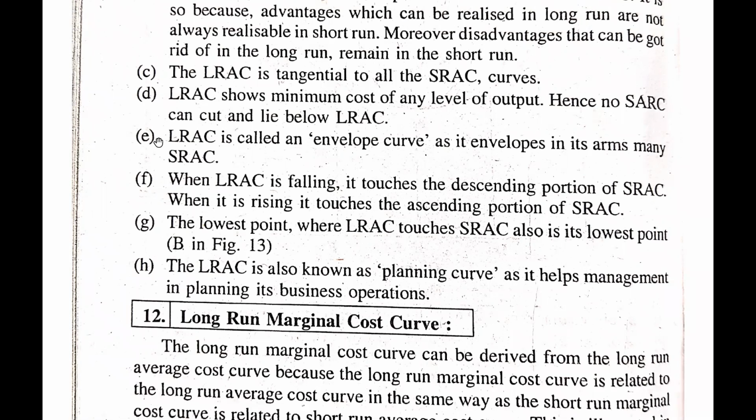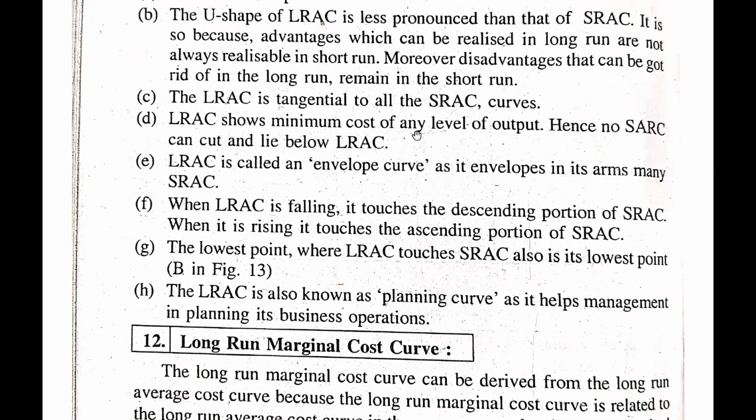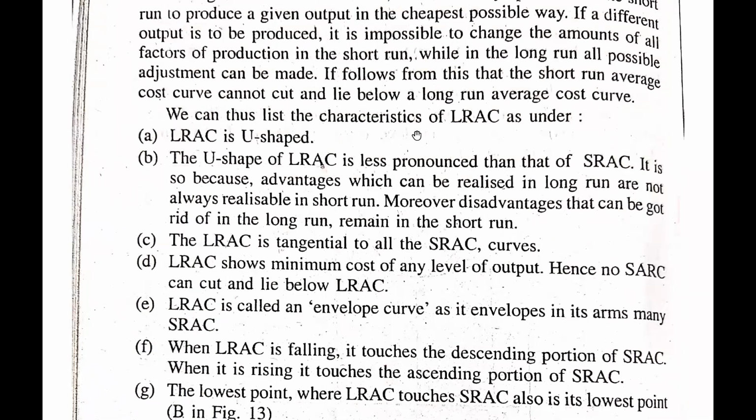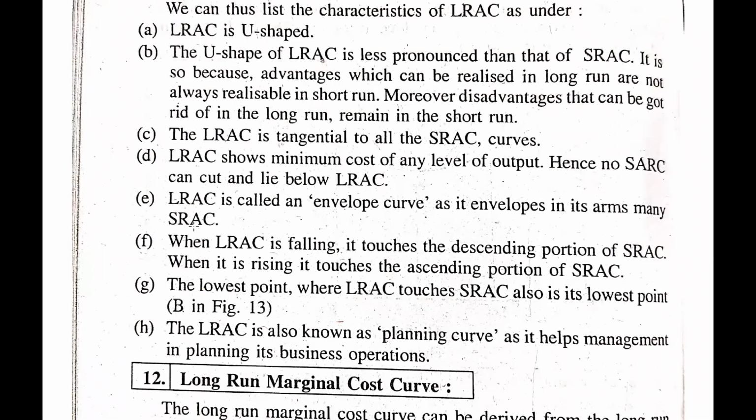Now we will see that long run average cost is called an envelope curve as it envelopes in its arms many short run average cost curves. So as you know, when many short run average cost curves combine, then it becomes one long run average cost curve. That's why the long run average cost curve is known as, or we can say it is called, an envelope curve. So this can be asked in your exam: which curve is known as an envelope curve? Then you need to know that it is the long run average cost curve.